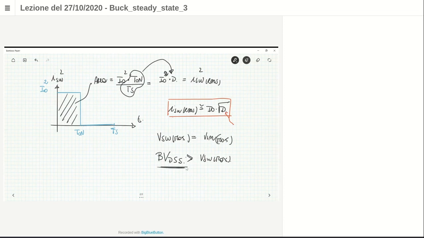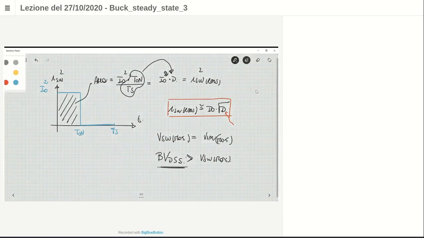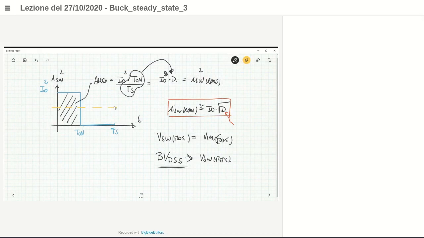Another consideration that we can make on this waveform is to compute the average current. The average current through the switch.